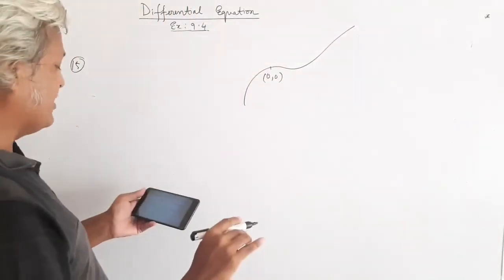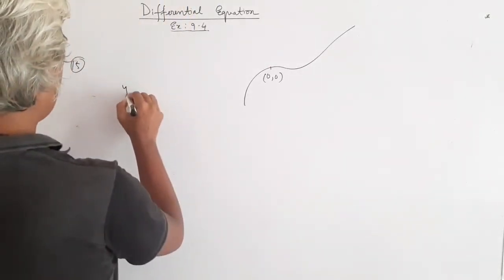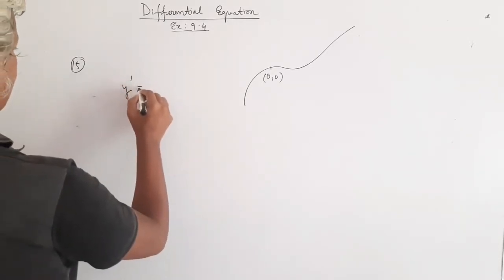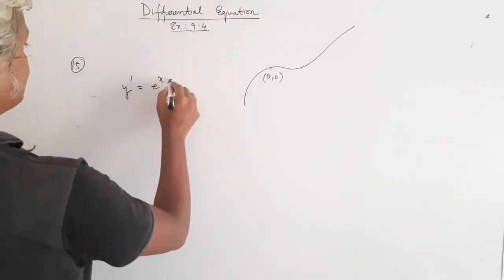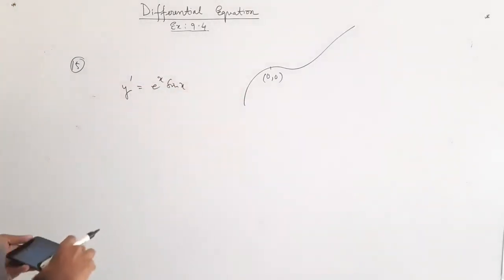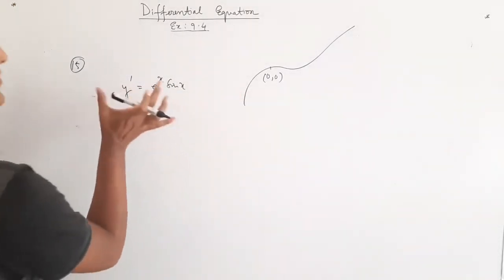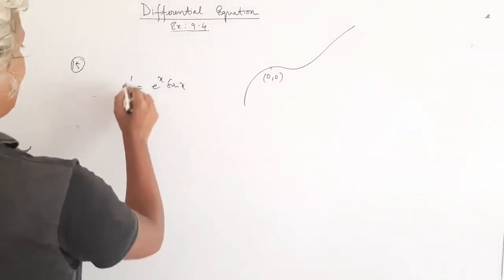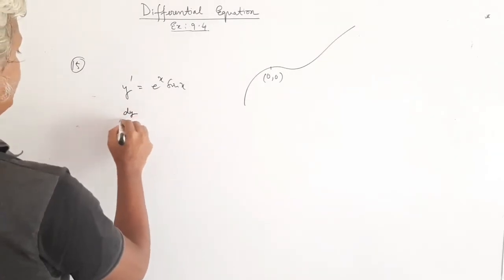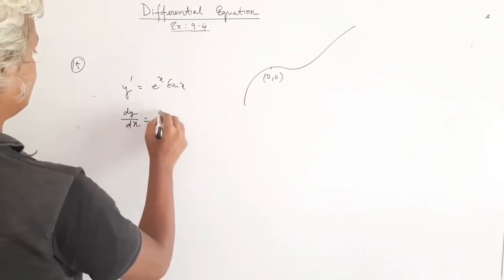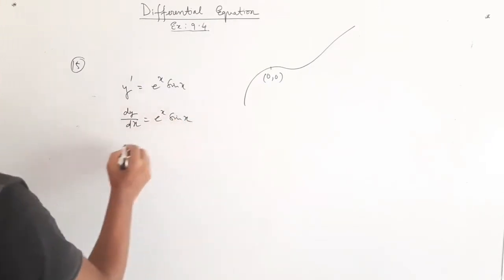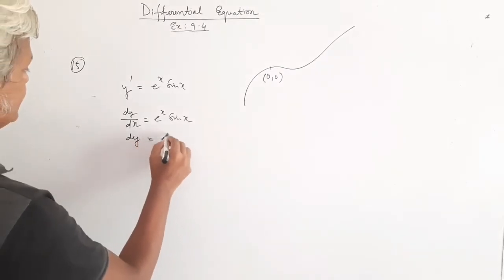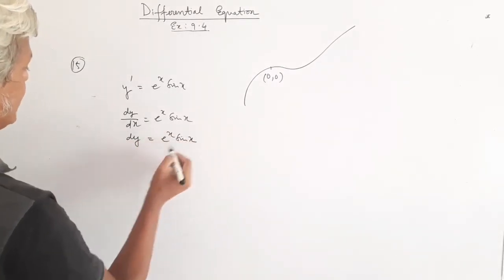And its differential equation is given by y' is e to the power x sin x. Now we have to find the equation of the curve. We are given the differential equation of this curve, and we have to find the equation of the curve, right? So now y' is nothing but dy by dx. So dy by dx is e to the power x sin x, so you get that dy is e to the power x sin x dx.